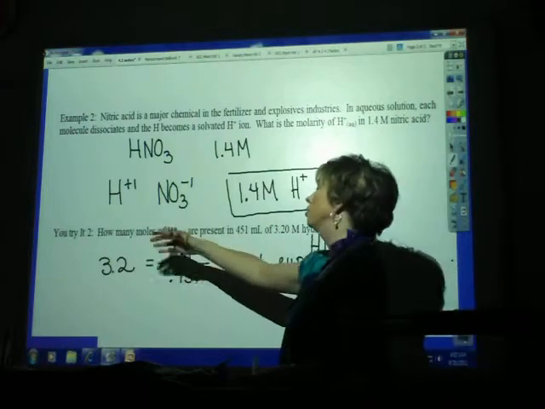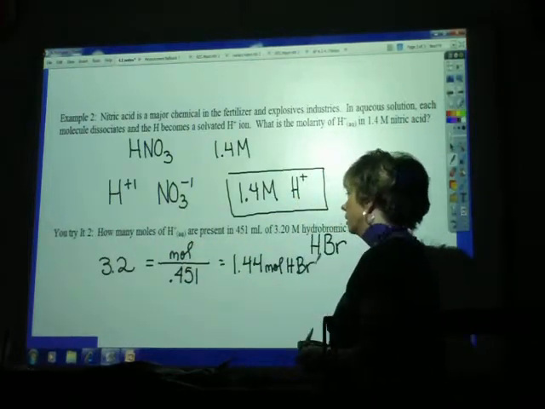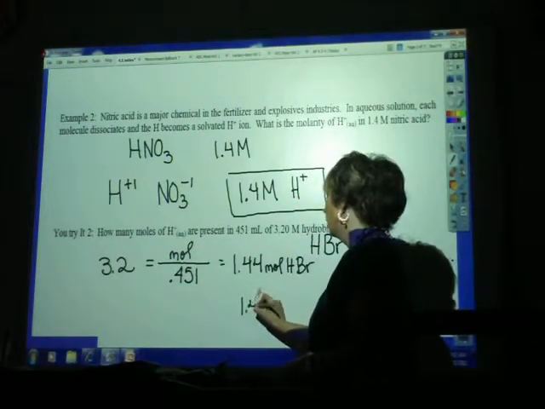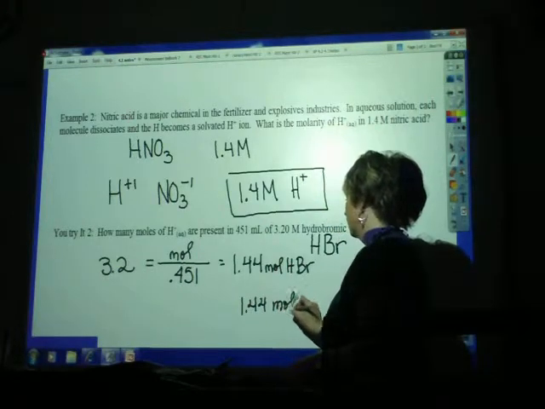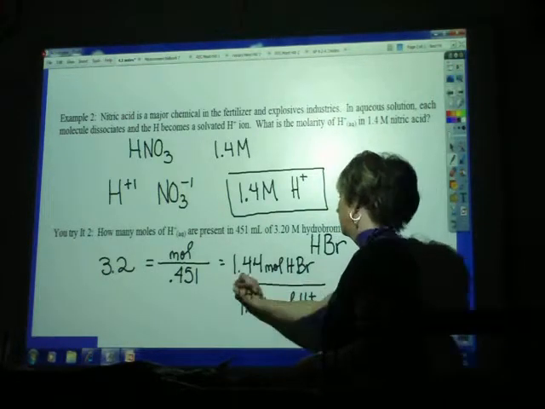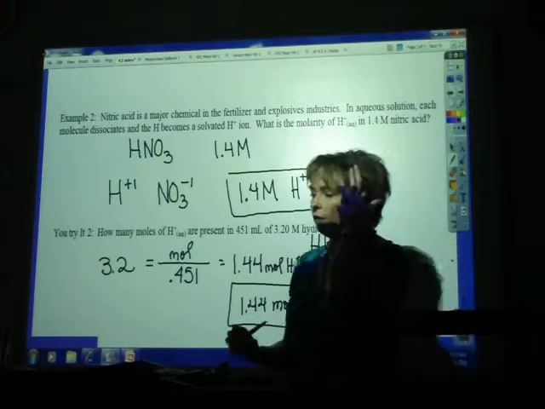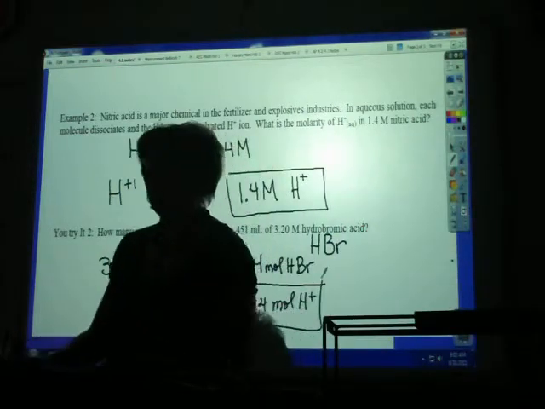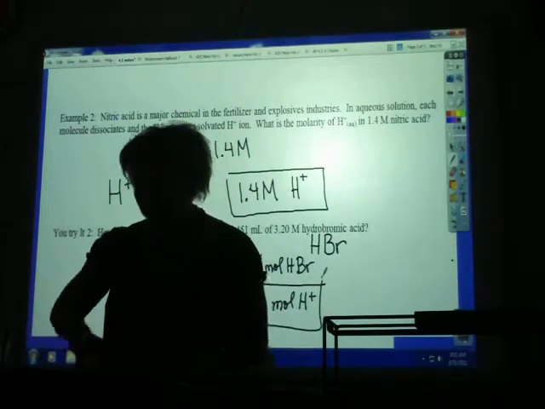So that translates to how many moles of hydrogen? 1.44 moles of the hydrogen ion. All right, don't get too confident because the first section is always really, really easy.